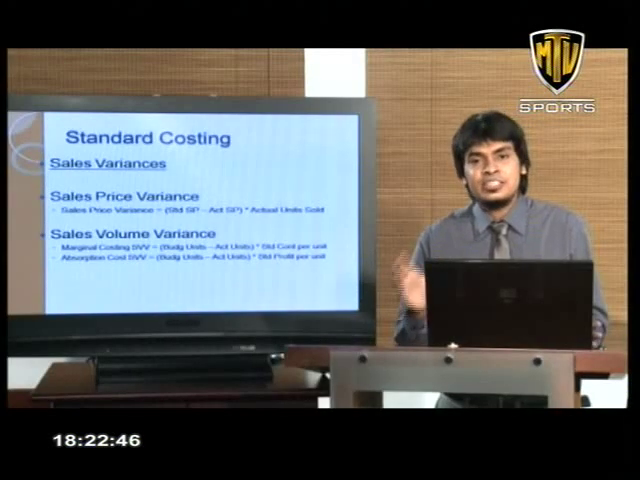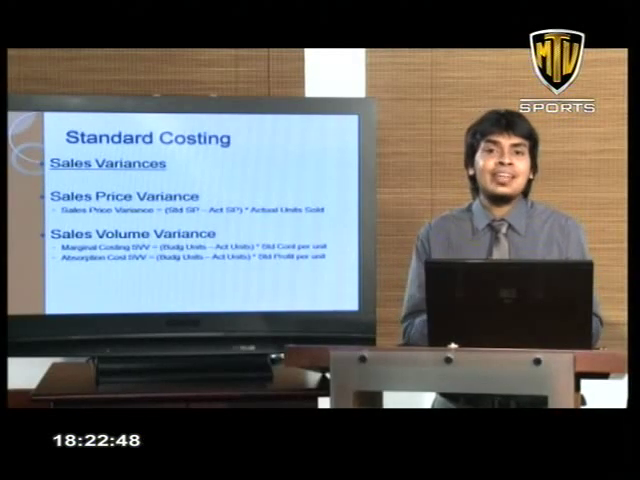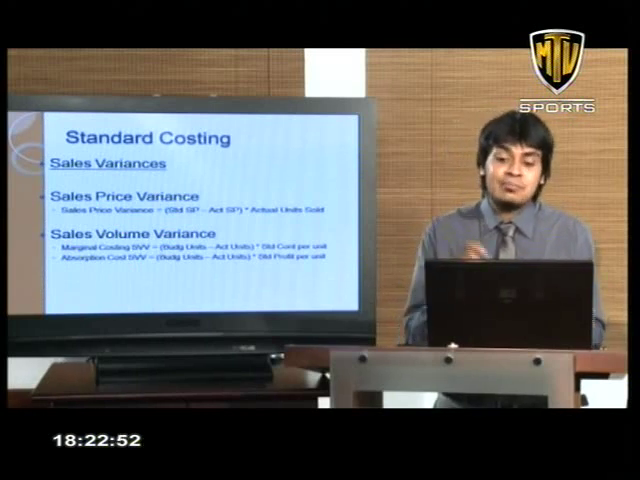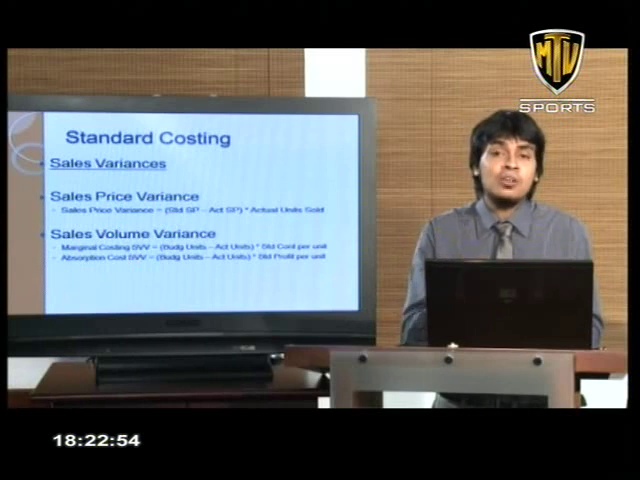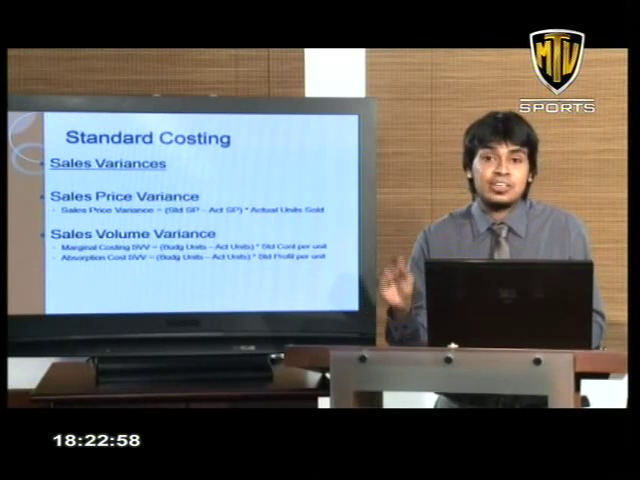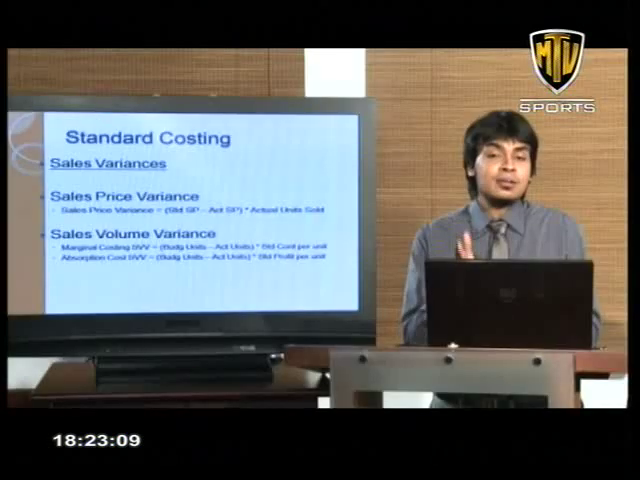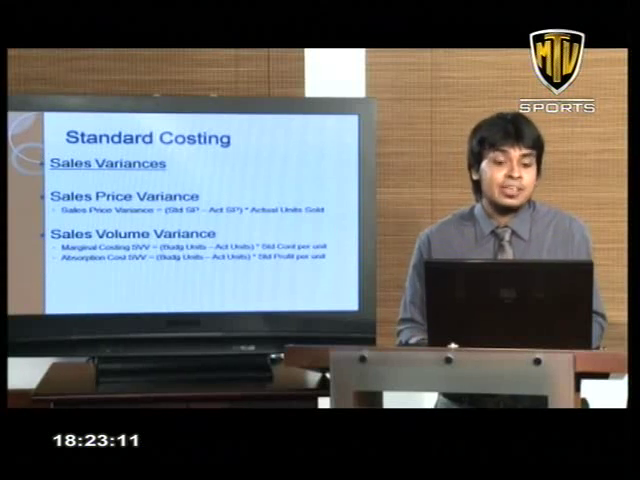So if it is a JIT environment, you will find that the sales units and production units are the same. But if it is not, then make sure that you multiply all your sales variances by the actual units sold and not the actual units produced. As far as your sales volume variance is concerned, you need to make sure, read the question carefully and try to identify what method of costing is being used by the organization.